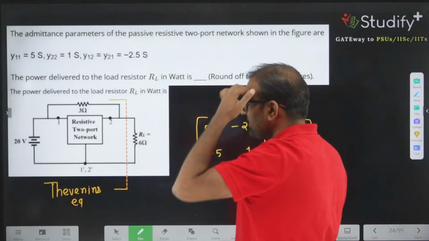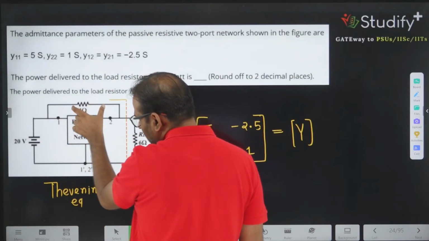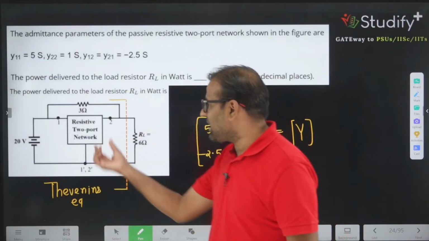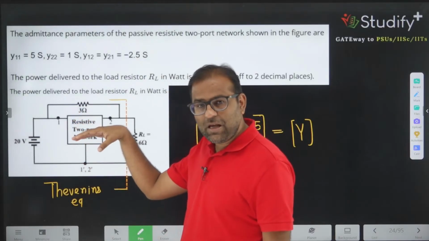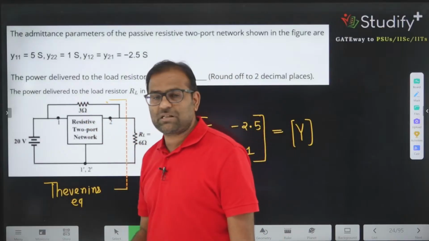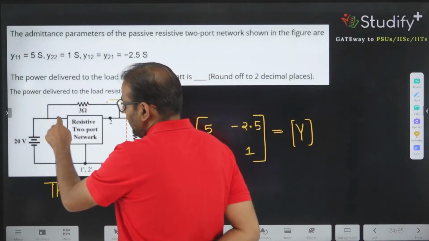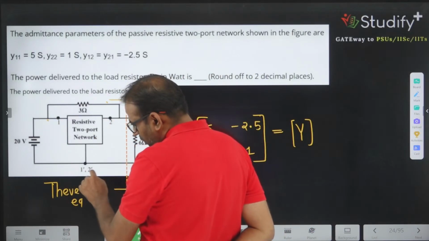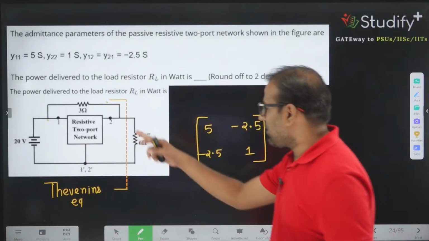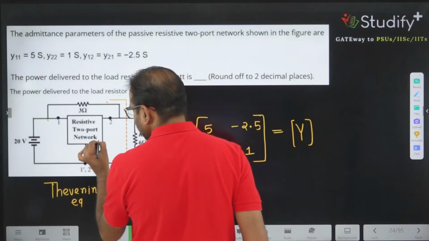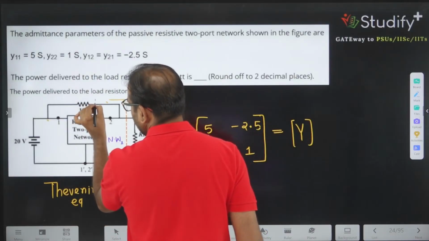But when you look at this, I can consider this 3 ohm as one of the parallel networks. One network is this resistive two-port network, and in parallel to that network, a 3 ohm resistance is given. These two networks are in parallel, because node 1 is the same for both and node 2 dash is also the same for both. If so, I can consider this as network number 1 and this as network number 2.